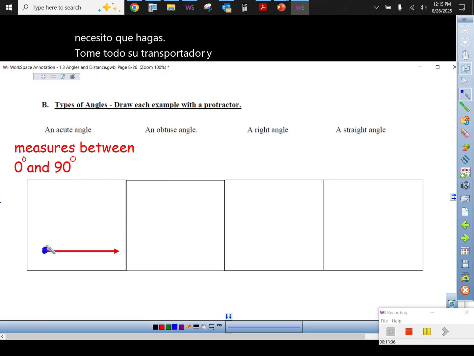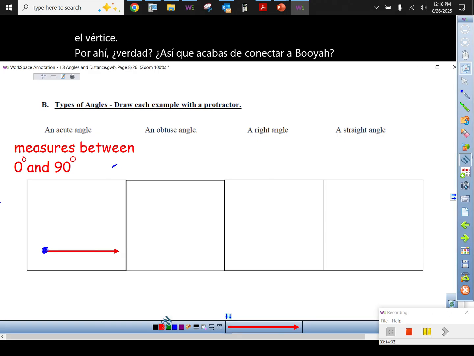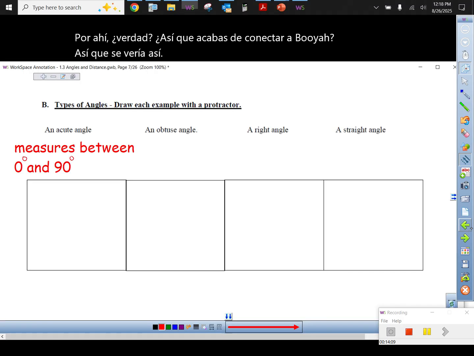Leave your geometer right there so I can see it. I'm going to walk around and look at it. The hole is going to go on our dot, with our ray right there, and you mark 50. Then you remove your geometer and just connect from the vertex through there. Right? So you just connect. Booyah. So it would look like this.